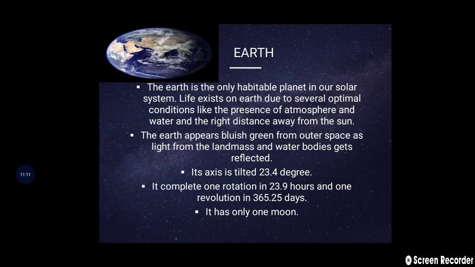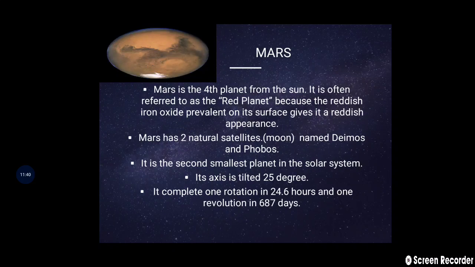The Earth appears bluish green from the outer surface as the light from the landmass and water bodies gets reflected. Its axis is tilted by 23.4 degrees. It completes one rotation in 23.9 hours and one revolution in 365.25, which is a quarter days. It has only one moon. You may see it in the night sky actually. If you're listening to this video at night, you can see that also.